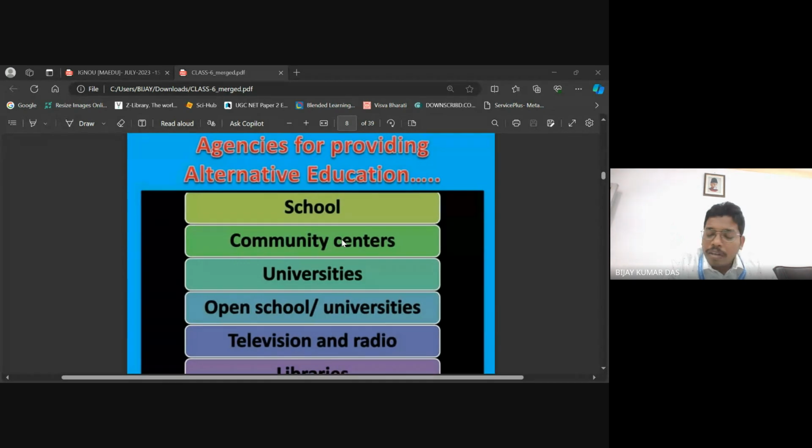You know, in the village you will have everything, like youth group centers and then self-help groups. So there are certain community centers, and through this we are learning so many things.